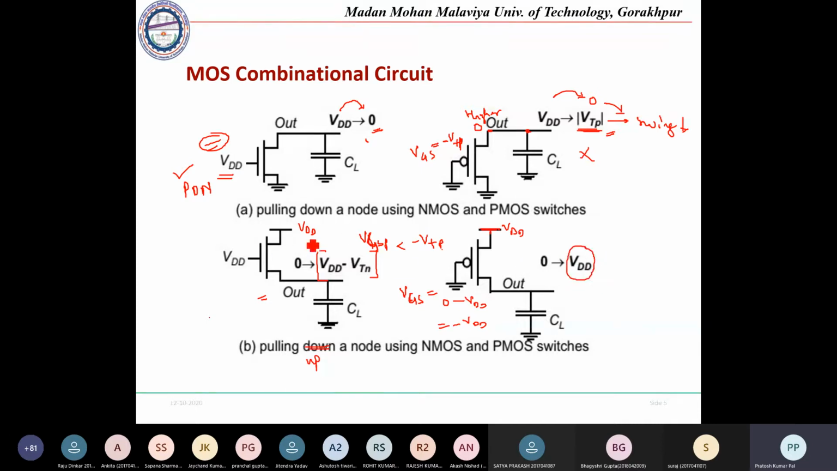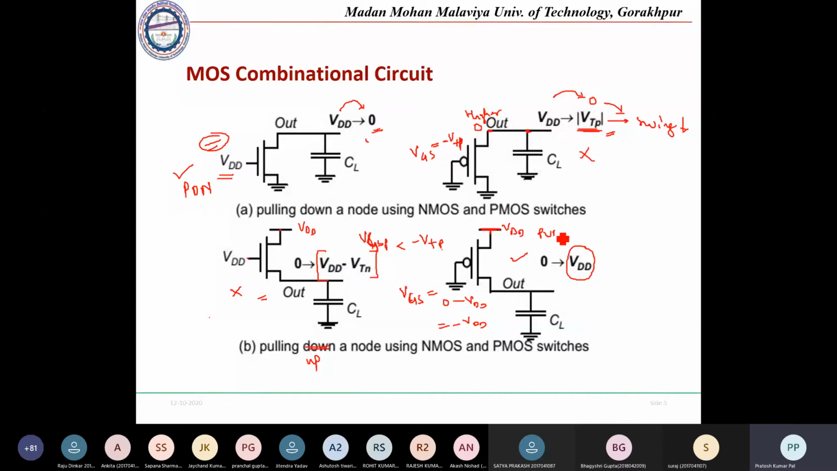But in this case of NMOS, it is not so. In this case, whatever input we are applying, the output will be VDD minus VTN. One threshold voltage difference is required, and that difference should be considered in the output. So this is not preferred to implement the pull up network, and PMOS will be preferred to implement the pull up network.